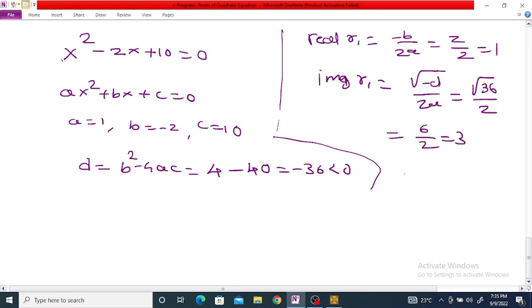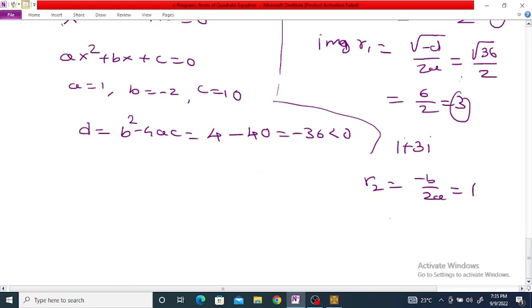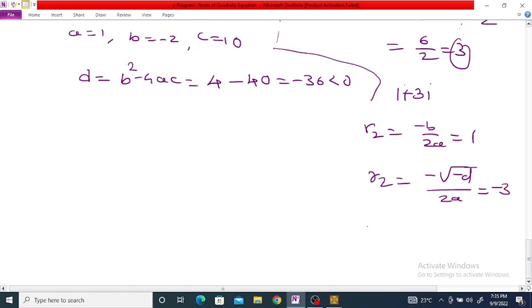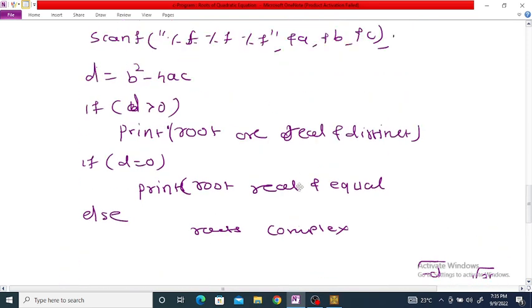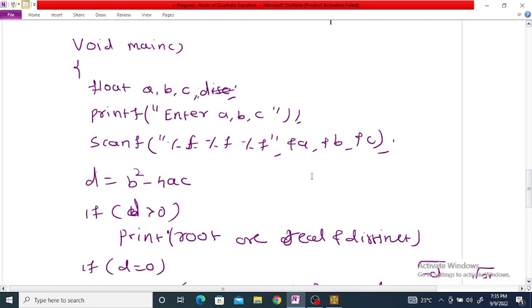So what is the root here? That is 1 plus 3 times iota. And the second root is what? The real part r2 is minus b divided by twice a, which is again 1. And r2 imaginary is minus square root of minus d divided by twice a, so it is equal to minus 3. So the second root is 1 minus 3 iota. So we use this logic in the C program to find the roots if the roots are complex.